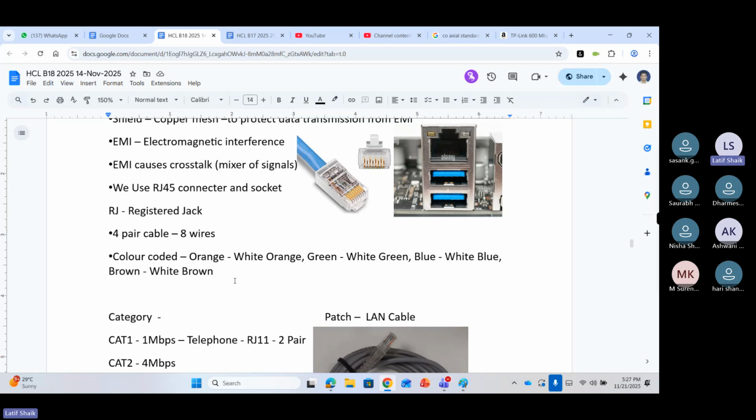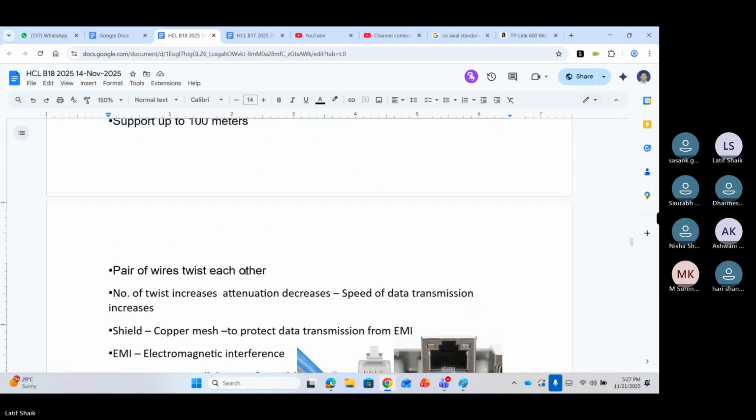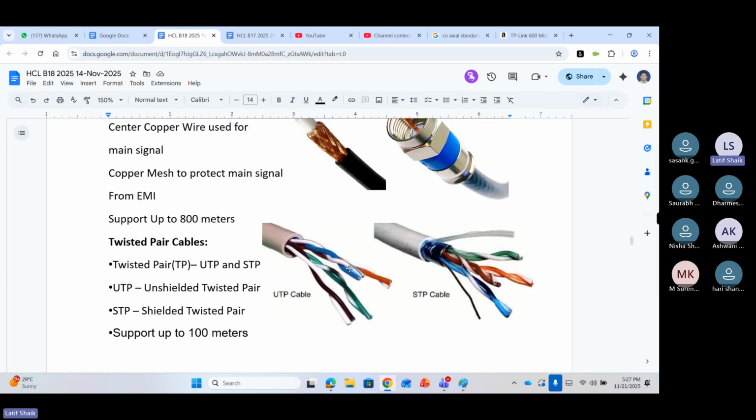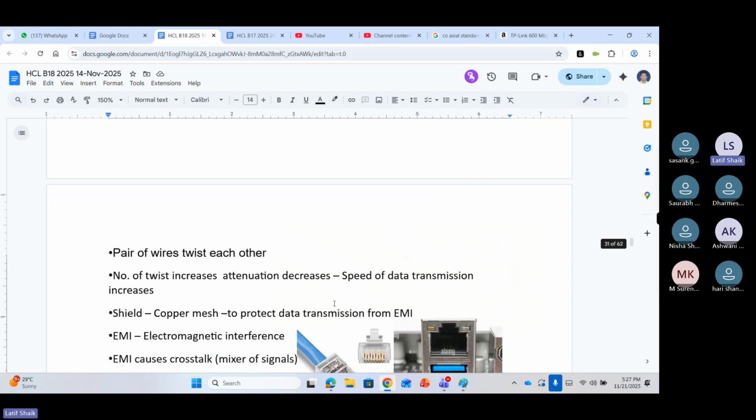Again, generally, as I said, 8 wires are there. These 8 wires are color coded. So there is a 4-pair cable, which means 4 pairs, 8 wires, and that is color coded. A 4-color combination code is there: orange, white-orange, green, white-green, blue, white-blue, brown, white-brown. See this one closely. This is the blue, white-blue. This is the orange, white-orange, green, white-green, brown, white-brown pair. Okay, so that is the one.